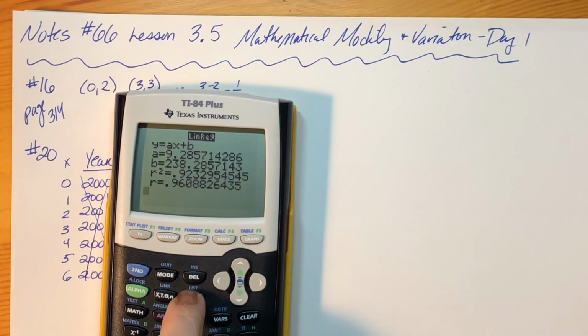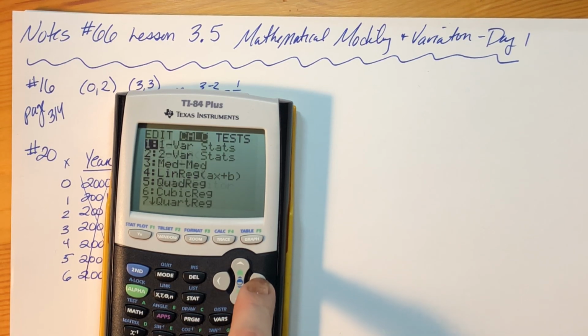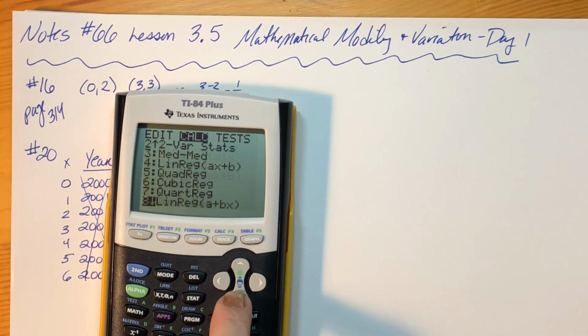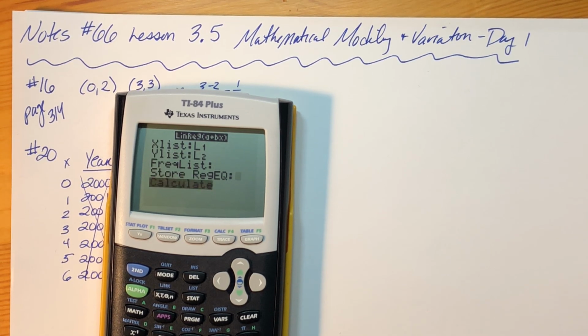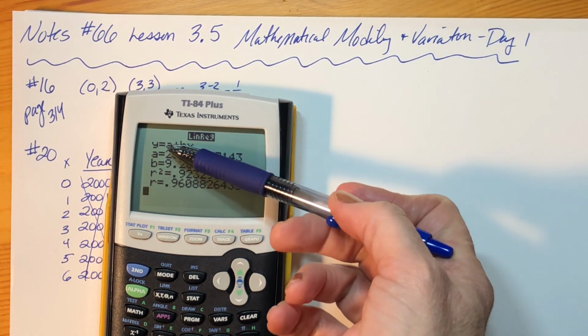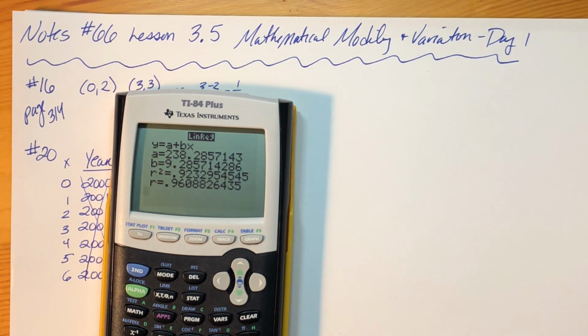I want to just point out one more thing, that if you go to your stat menu, over to calculate, and you scroll down, you have a second LinReg at number 8. It doesn't matter which one you use. Notice if I go ahead and I calculate it again, I'm going to get the exact same format, but notice that my y-intercept comes first and then my slope. Okay, so two different ways to do that.